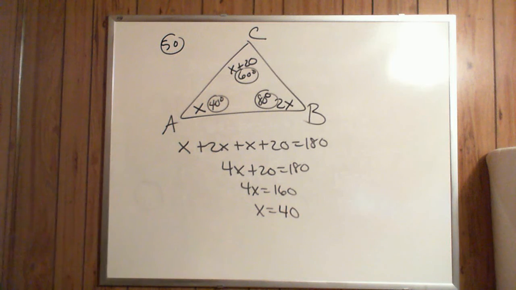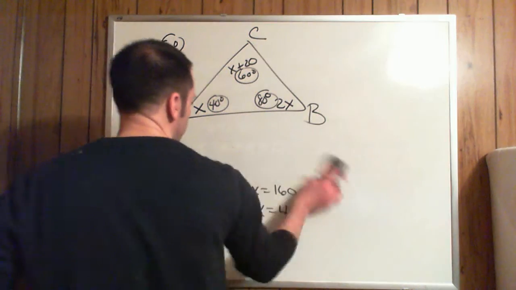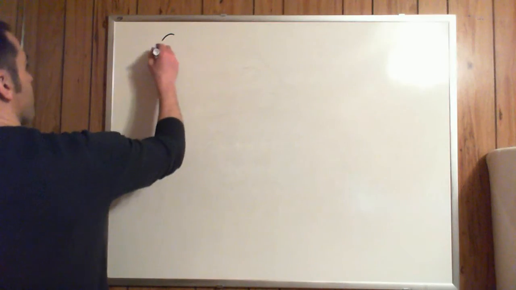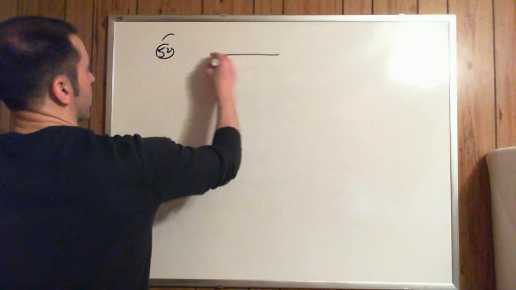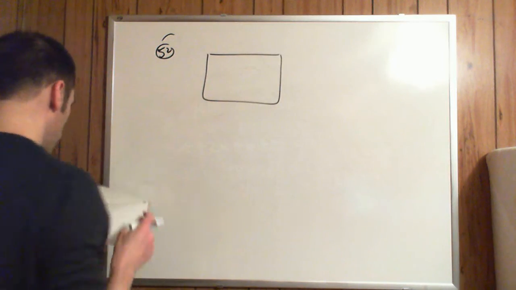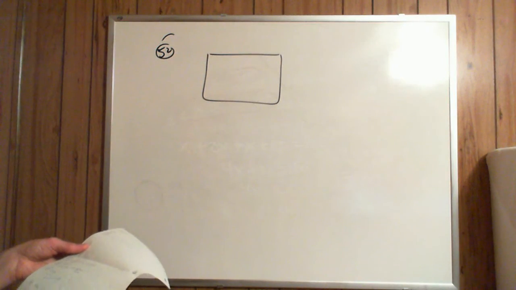Next is number 52. It talks about a rectangular garden. The children at Tiny Tots Daycare plant a rectangular vegetable garden with a perimeter of 39 meters. The length is twice the width. Find the dimensions of the garden. So here we're dealing with the rectangular garden, so we can draw that. And we are told that the length is twice the width.